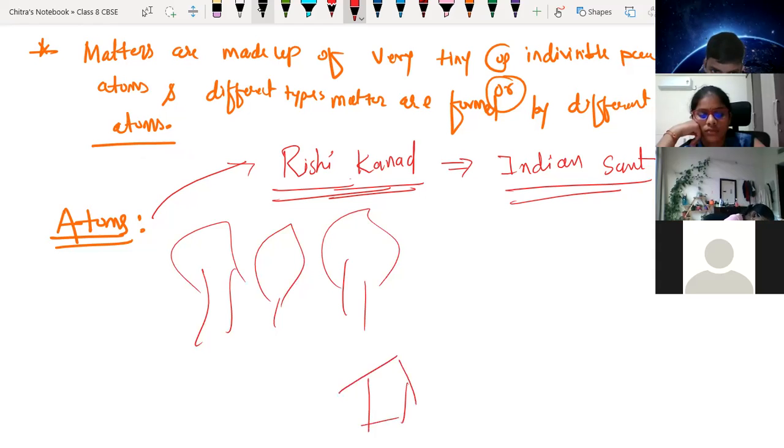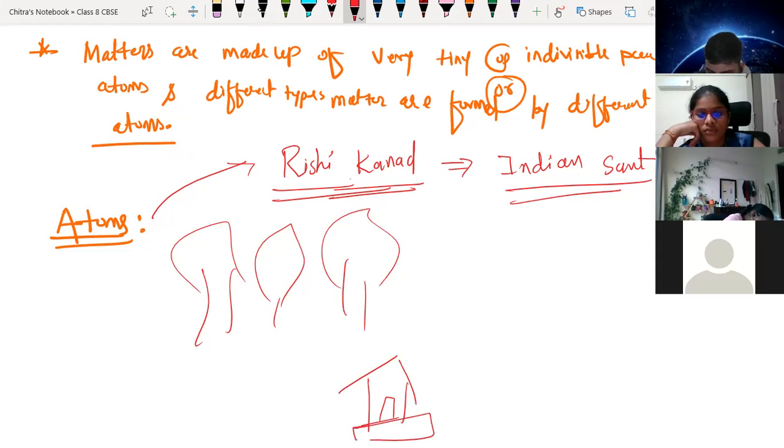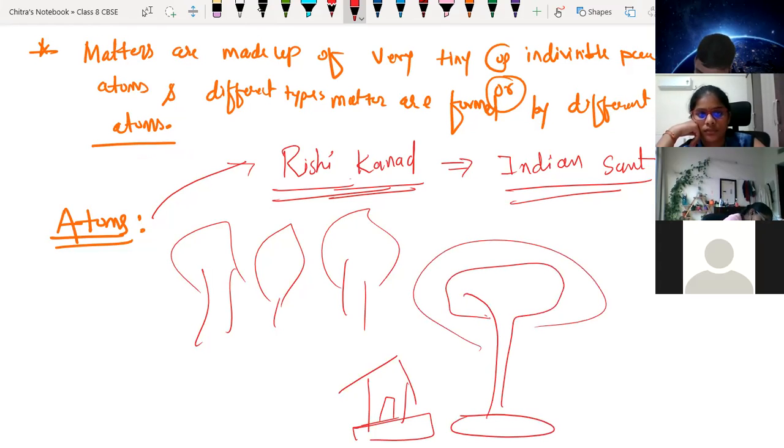One day, Rishi Kanad used to stay in a hut along with some students. Suppose here we have one large tree on his ground, and Rishi Kanad used to sit beneath that tree and meditate, not all the time, but every day.